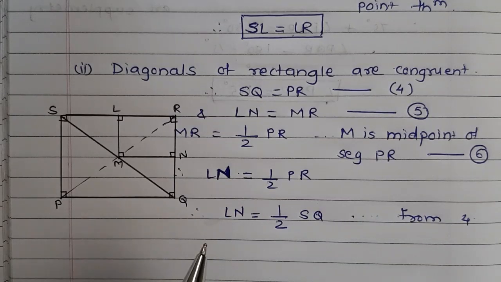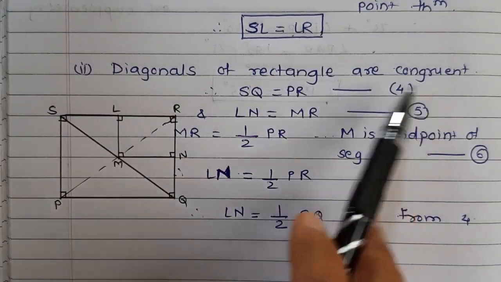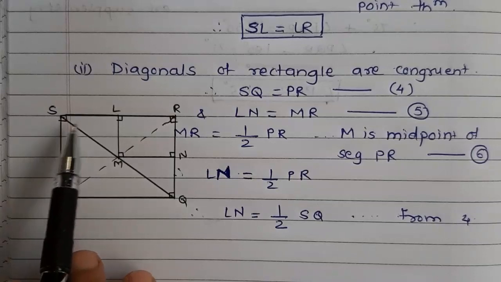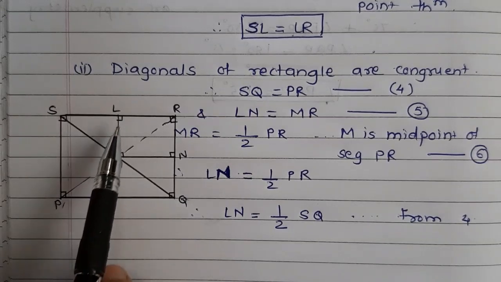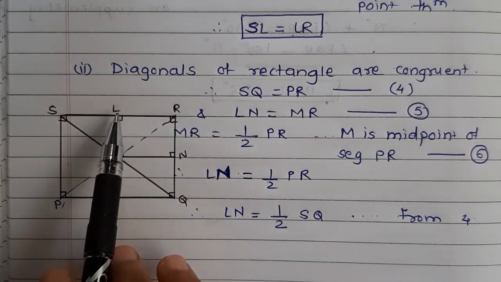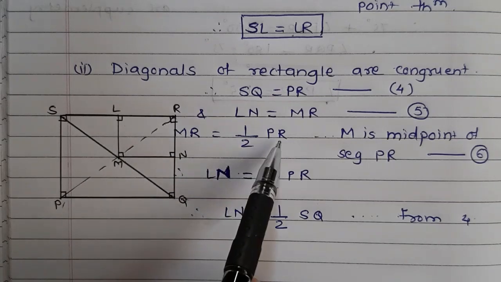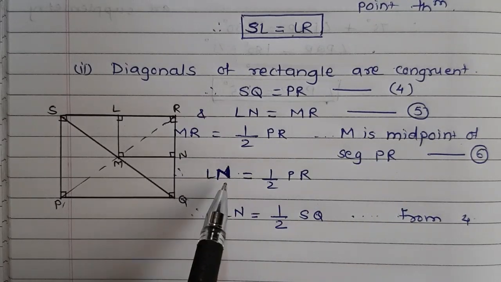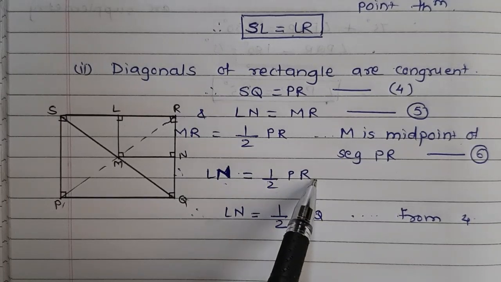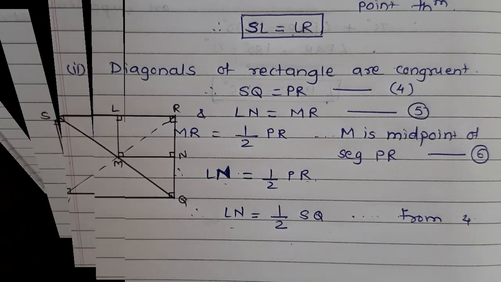Okay, now we'll see the second part of this. Now here we have to prove that LN equals half of SQ. For that, see, the diagonals of a rectangle are congruent. So by using this we can mention here SQ equals PR, and LN equals MR. These are nothing but the diagonals of rectangles. Now MR equals half of PR, because M is the midpoint of segment PR. So instead of MR we can write LN equals half of PR, but PR is nothing but SQ, so LN equals half of SQ. Okay, understood everyone? Now we'll solve the next example.